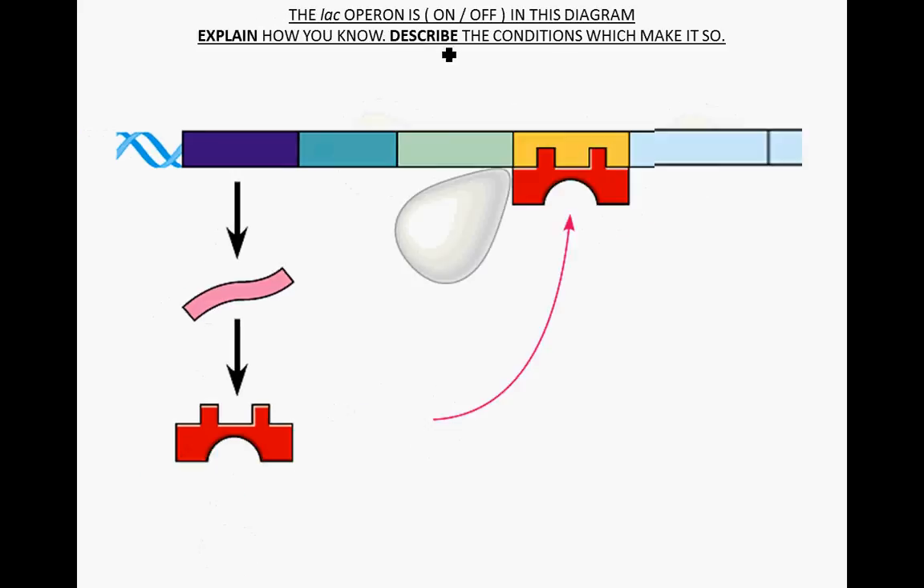And then here's another similar diagram but different. So that lac operon, is it on or is it off? Explain how you know. And then describe the conditions which would make it like that. Okay?